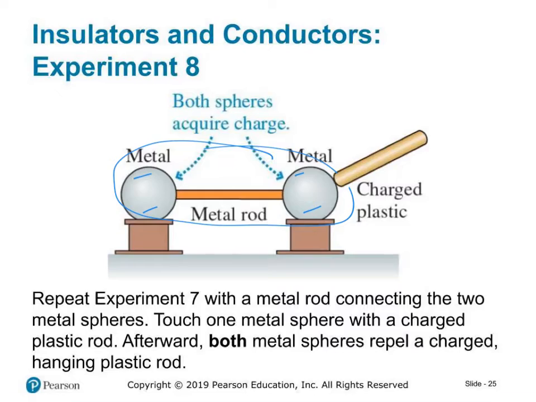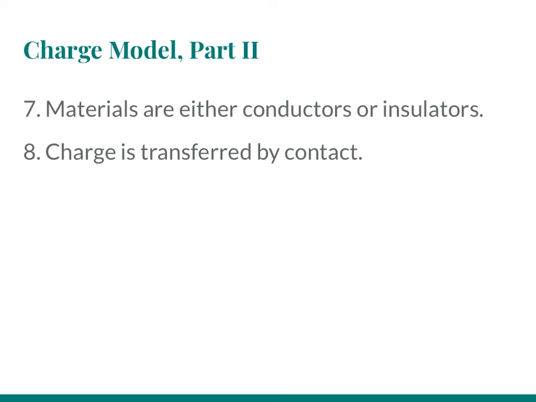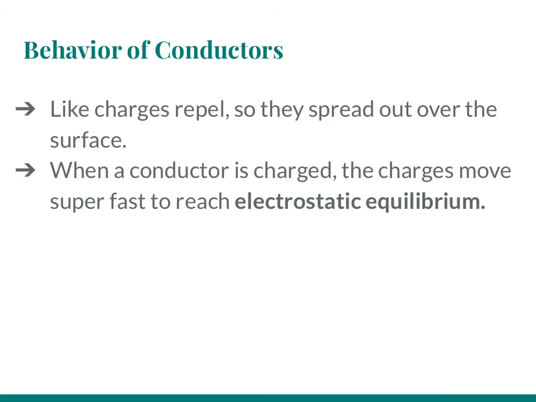spreads out uniformly. So to summarize that and add on to our charge model, we're going to say that all materials are either conductors or insulators, and charge is only transferred by contact. And to summarize the behavior of those conductors, the charge is going to spread out over the whole surface because like charges are trying to repel. And when a conductor is charged, the charges move really quickly. It happens almost instantaneously, and it reaches electrostatic equilibrium.